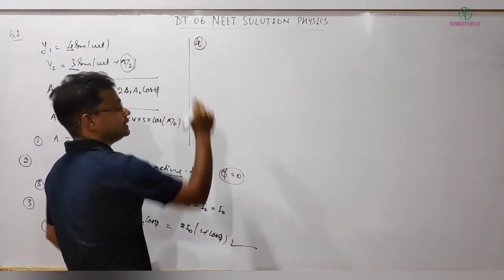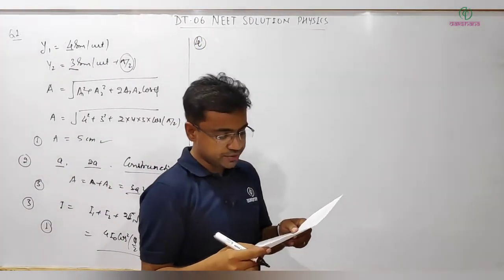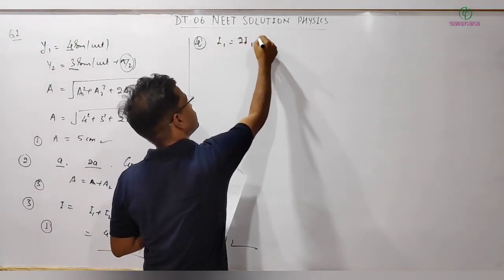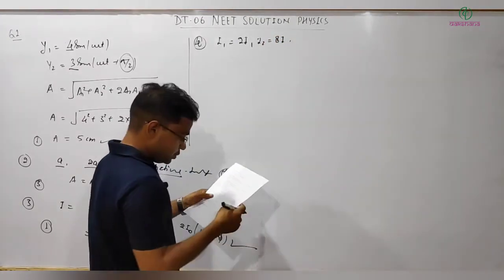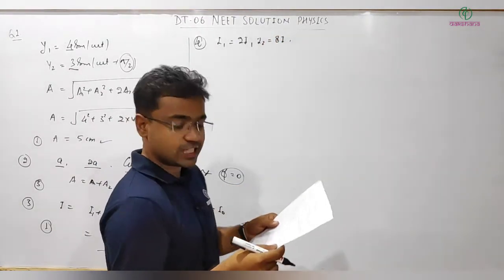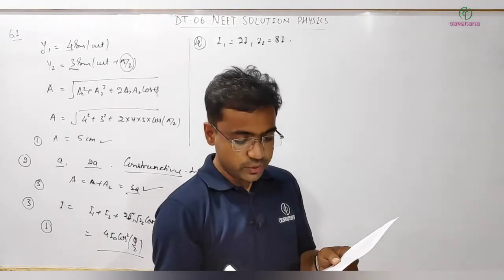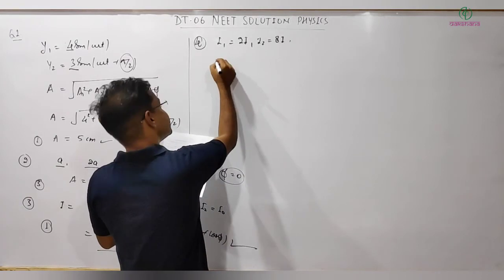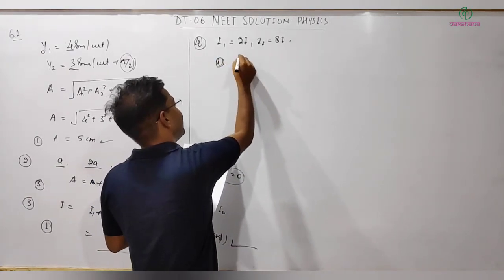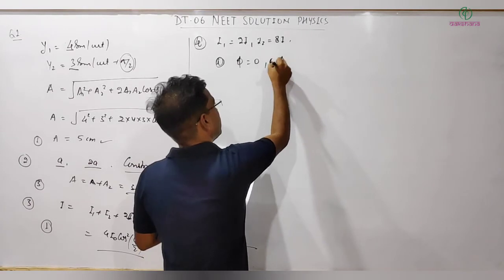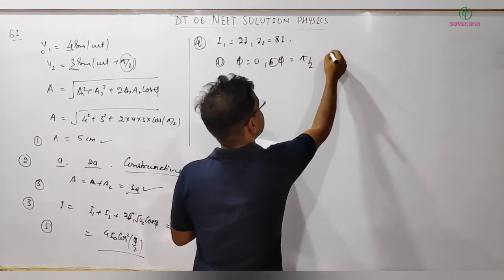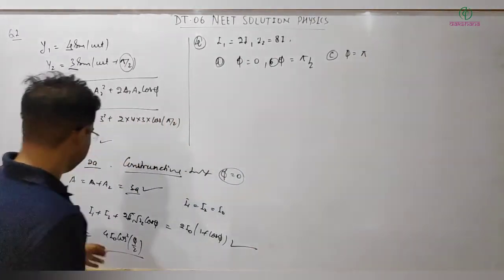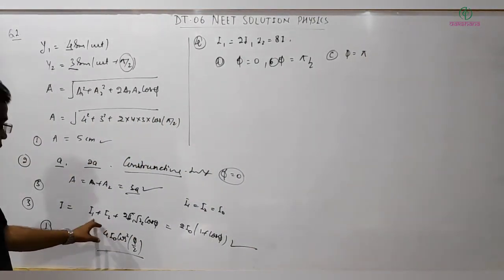Question number 4. Two sources of intensity 2I and 8I are used in an interference experiment. So I1 is 2I and I2 is 8I. We need the intensity at a point where the waves from the two sources superimpose with a phase difference. Here three cases are given: A, φ = 0; B, φ = π/2; and C, φ = π. So we can use the same relation with I1 and I2 here.